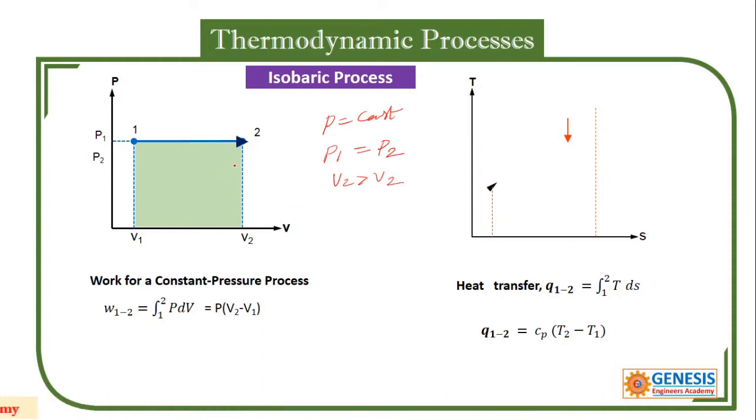So the area formed under this process gives us work done. That is, the area under any process on a PV diagram gives us work done. So this is the work done in the shape of a rectangle. That is why the area of this gives us P into V2 minus V1. So V2 minus V1 is the length and P is the height. That can be P1 or P2.